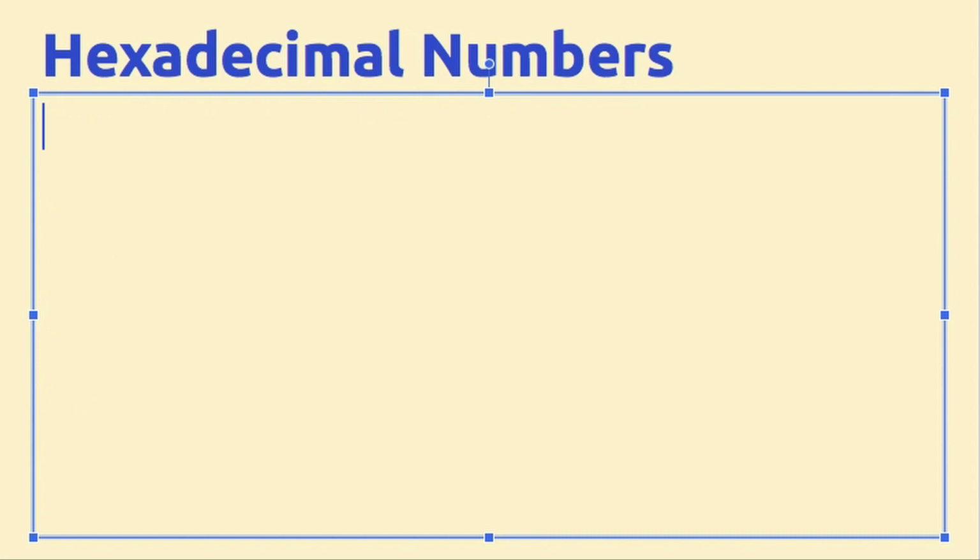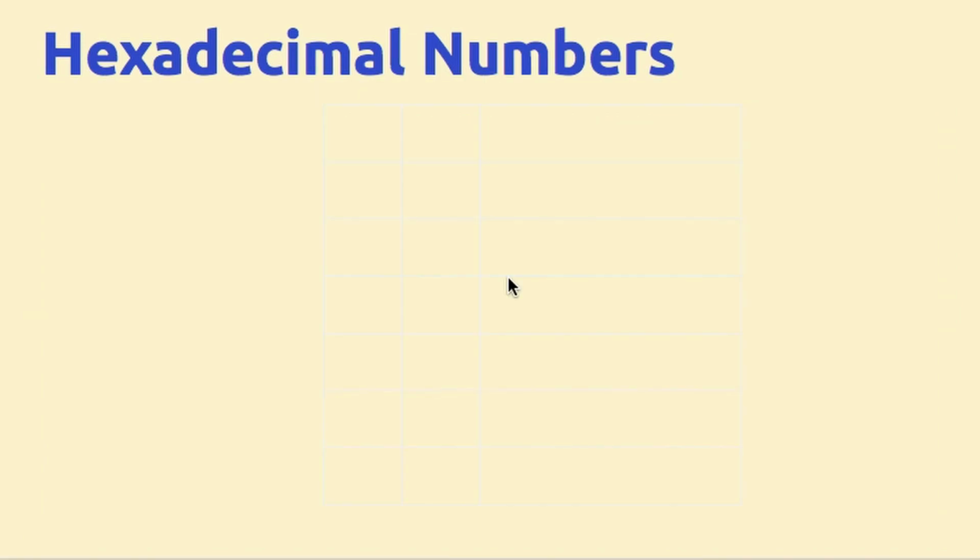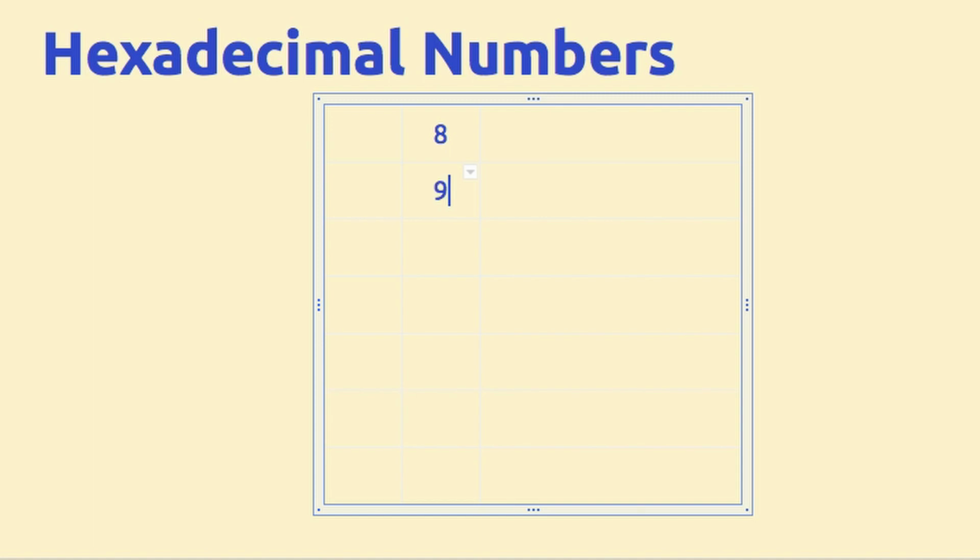Now when we get to F, we need to then use the next column. Remember, F is 15. This is where you just need to think this through, follow it through on screen, and just get your head around it. So when we're counting in decimal, we go 8, 9, then we need to put a 0 in the units column, and we put a 1 in the tens column. Okay, because we've got 1 ten and no units. Next you'd go 1 in the units, 1 in the tens.